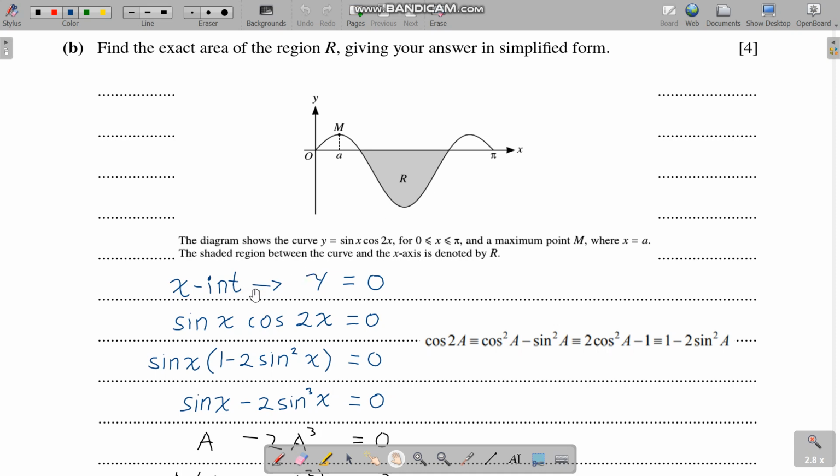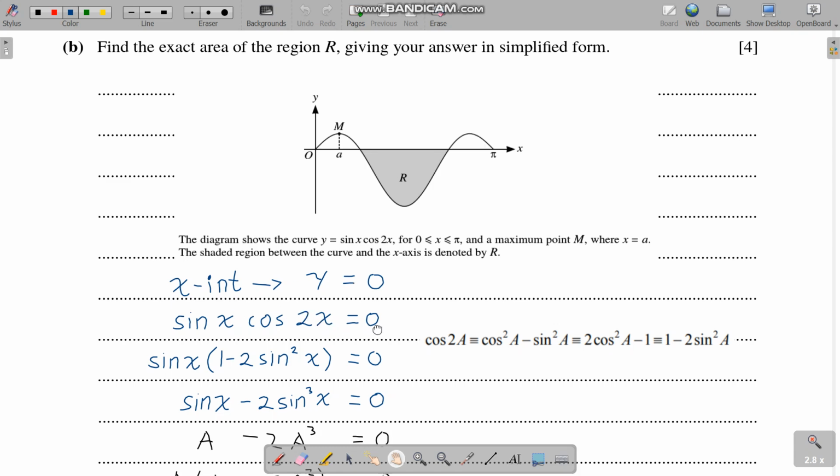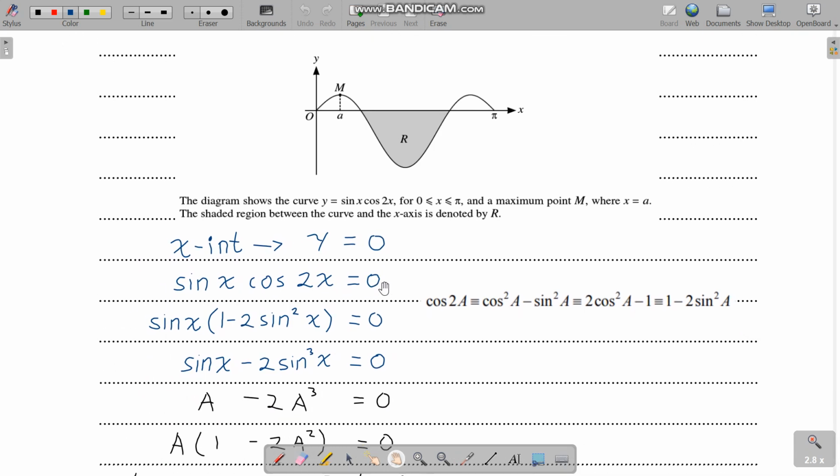So let's find the x-intercepts. That is when y equals 0. So sine x cos 2x equals 0. We use the double angle rule for cos 2a. Here we can just use 1 minus 2 sine squared, because everything will be in terms of sine.